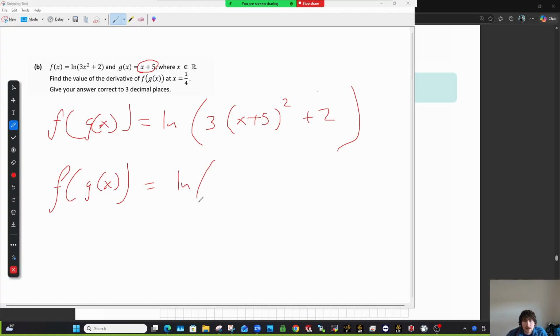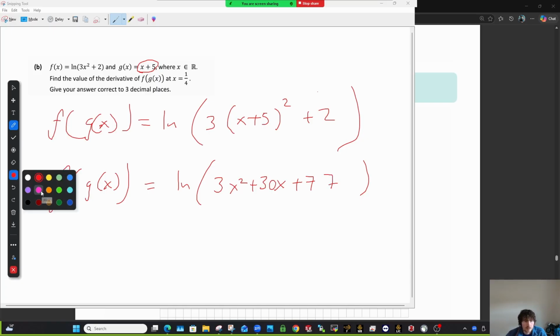This is going to be ln, when I square this out, 3x squared, multiplying it together and double it, that's a 10x, so then it becomes a 30x. That squared is 25, so then it's 75, and then this is a plus a 2. So I'll actually put them together, save me a line. That's a 77.